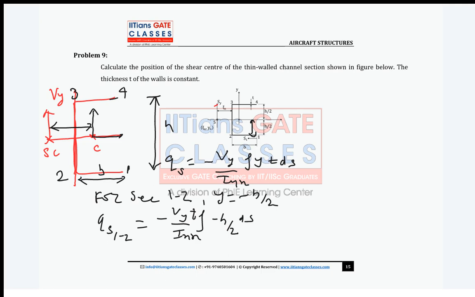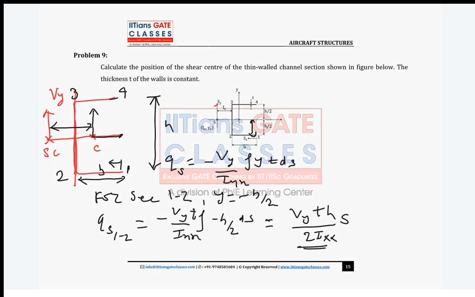Now guys, 1 to 2 means we are going in this direction. Now if you integrate, what do you get? H is again a constant, so we can take it out. So it is Vy into Th by 2Ixx. Now integration of ds is what, guys? It is S. So this is the variation of shear flow between 1 to 2.